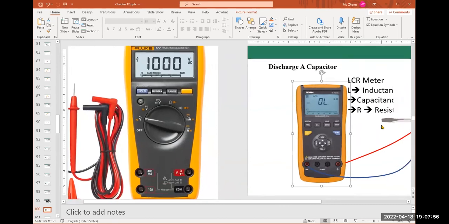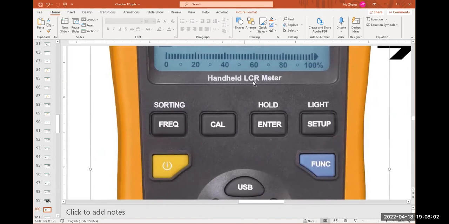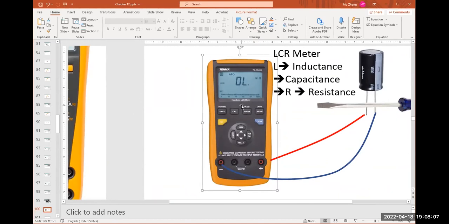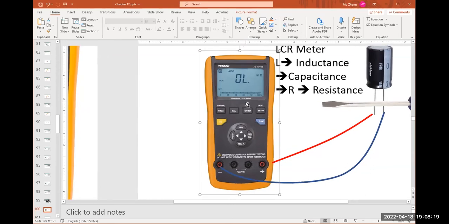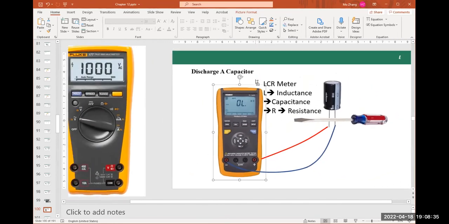Or use a more professional device, this one. This is called an LCR meter, a handheld LCR meter. Where L, we haven't covered L yet, and next Monday we're going to cover L. L is inductor, C is capacitor, and R is resistor. So this is a meter that measures L, inductance, the capability of an inductor, which is a coil, and also capacitance and resistance. This is the LCR meter.